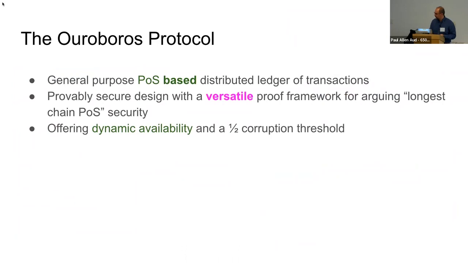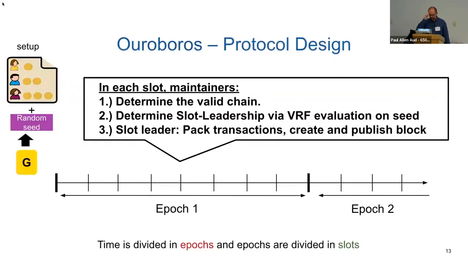The Ouroboros protocol is a general purpose proof of stake based distributed ledger of transactions. It has a provably secure design with a versatile framework that we call forkable strings that enables us to argue security for longest chain proof of stake. So it's something that can be used and reused to give formal security guarantees. It offers dynamic availability and a 50% corruption threshold, in this way matching what we would expect from something that behaves like a Bitcoin blockchain.